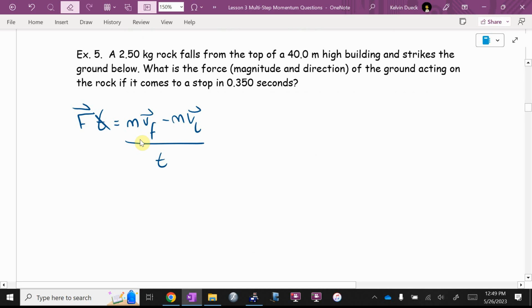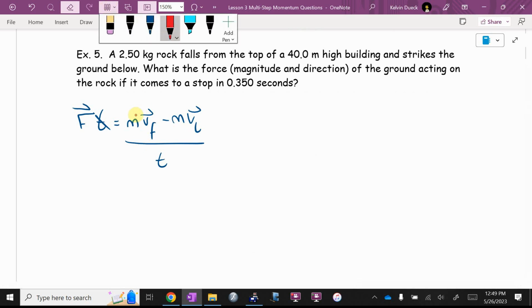I totally agree that VF comes to a stop is 0. What I need is VI, which is V impact. How am I going to figure out V impact? What information haven't I used yet that this question gave me? That's the real question here.